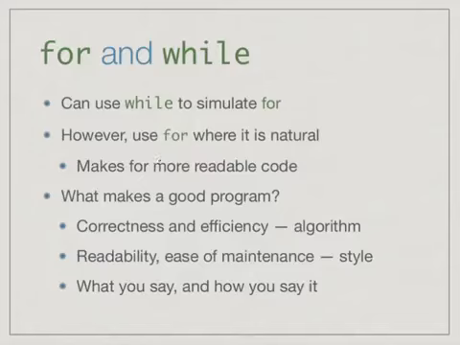So to summarize, there are two parts to programming. First is what you want to say, which is the algorithm. And the second part is how you say it, which is the style. So every programming language has a style. Use the style to make for the most effective and readable code you can find. If you have a for, use it. Don't force yourself to use a while, and so on.